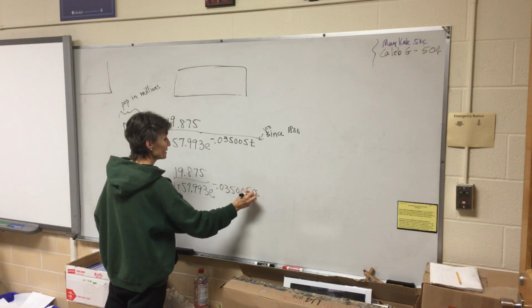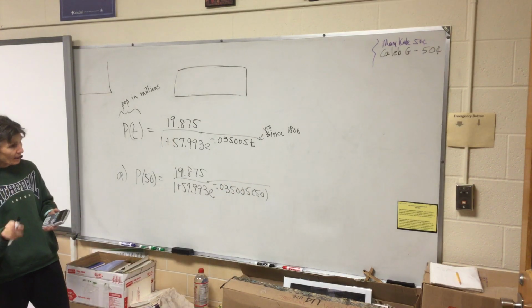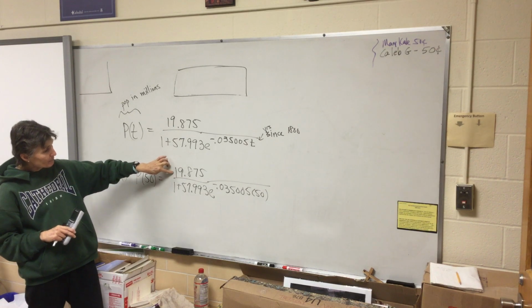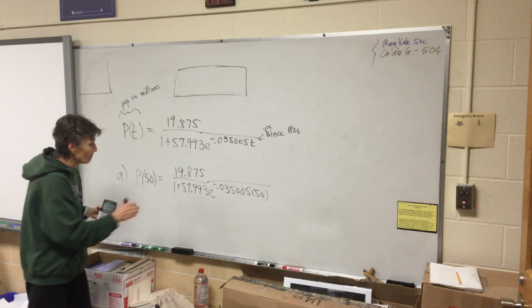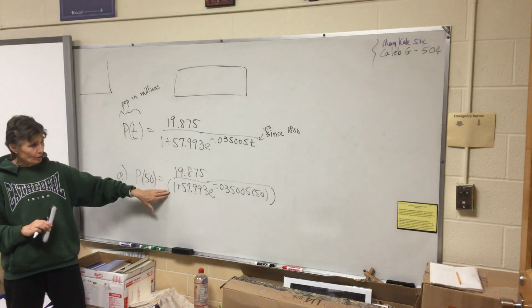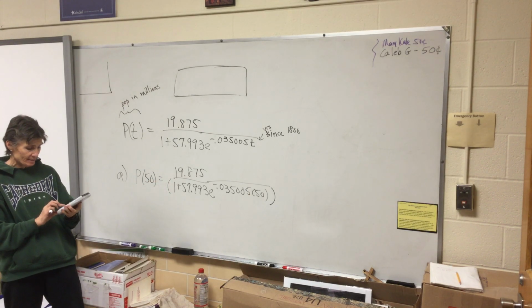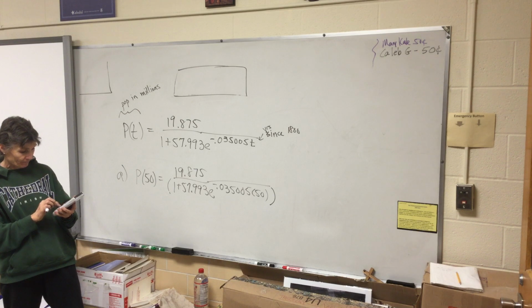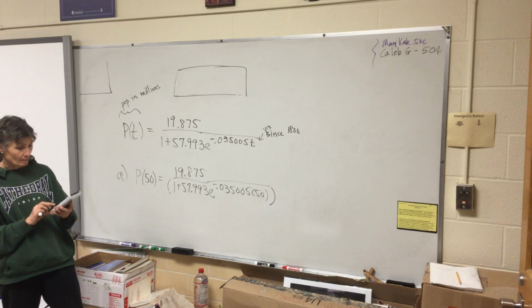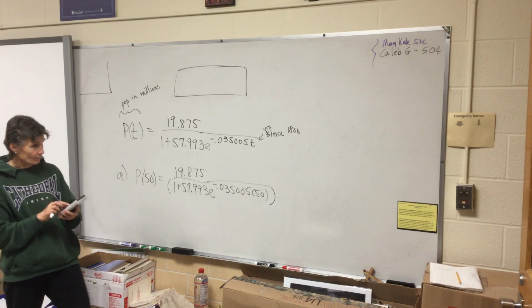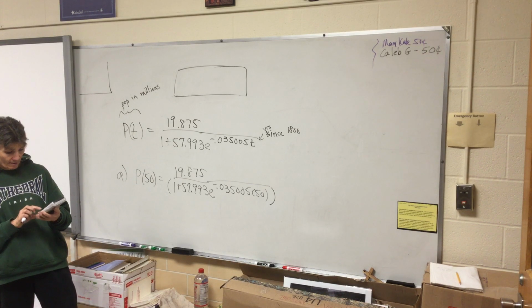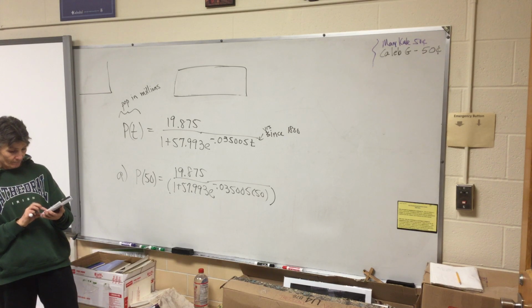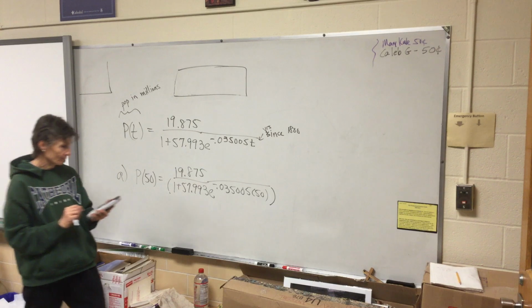Good grief, it takes longer to write it all out than it does to actually type it in. A little caution about this one. You're going to take 19.875 and you're going to divide it by this whole thing. So make sure you have that whole denominator in parentheses. Whenever you divide by more than one thing, you gotta have it in parentheses. Let's see, 0.0350005.